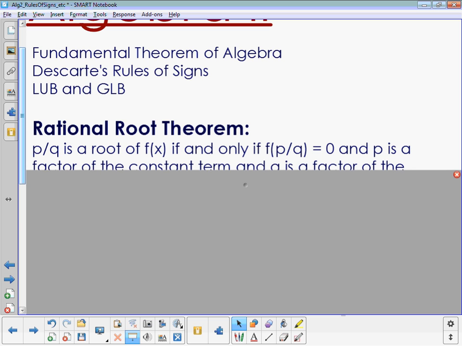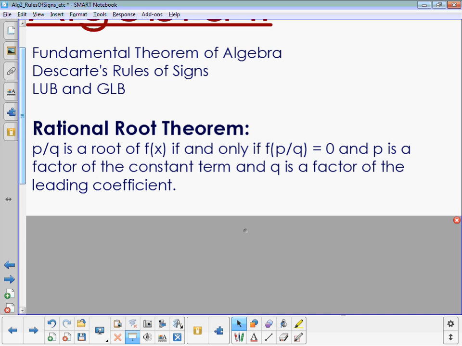Now today we have what's called the rational root theorem, and it states that p over q is a root, or you can call it a zero, of f of x if and only if f of p over q equals 0, and p is a factor of the constant term and q is a factor of the leading term. So p is a factor of the constant term, the number that doesn't have a variable with it, and q is a factor of the original highest degree term, that number in front. So let's see how this works.